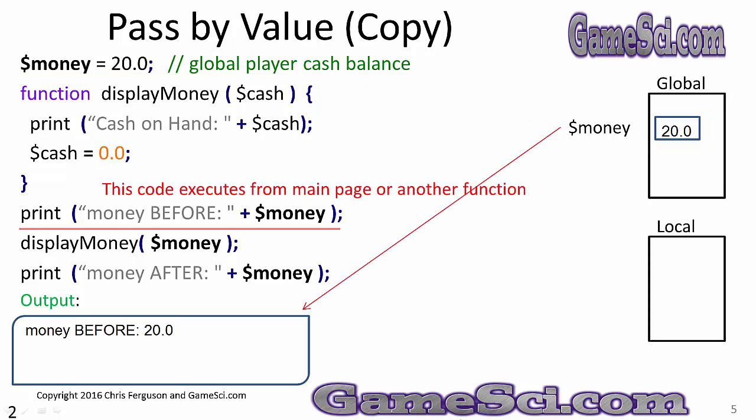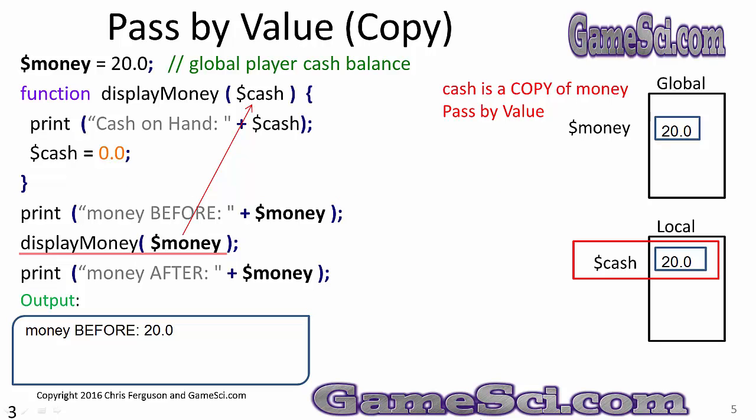Let's execute a simple print statement. Comes from the main page or another function, but we're going to print what money is before we call the function. And since the variable money contains a 20, you can see on the output, money before calling the function is a 20. Call the function display money and pass money as a parameter. Clearly, money is its own global variable containing a 20. Watch what happens when money gets passed to the parameter $cash. $cash is a local variable. It gets a copy of the 20. That's what I mean by pass by value is a copy.